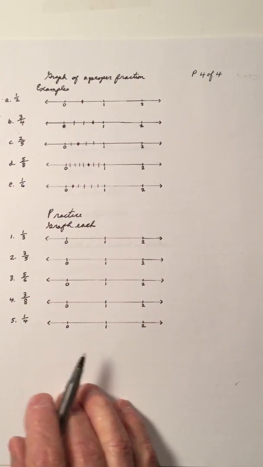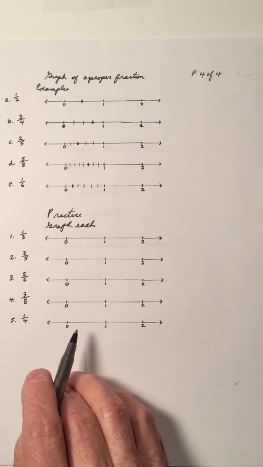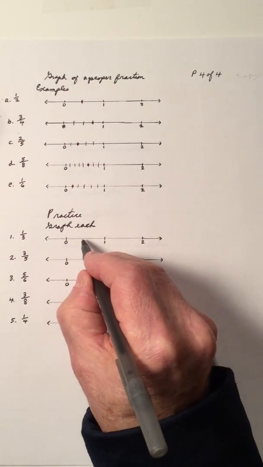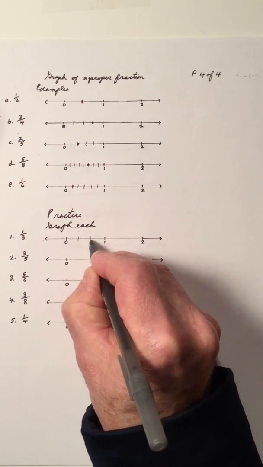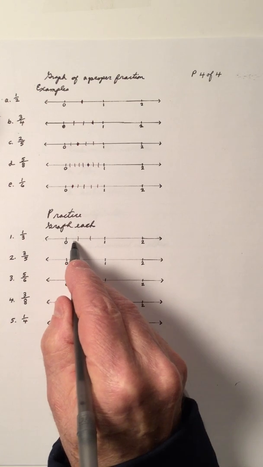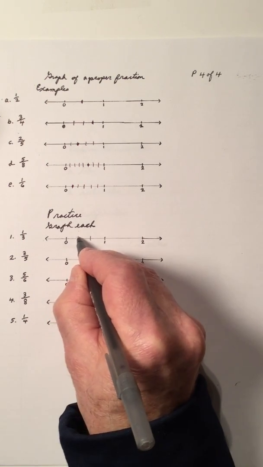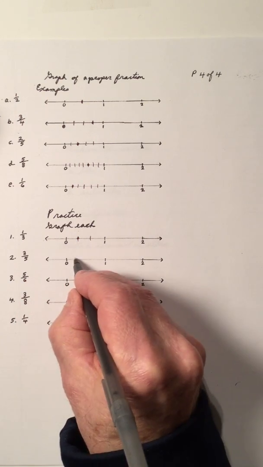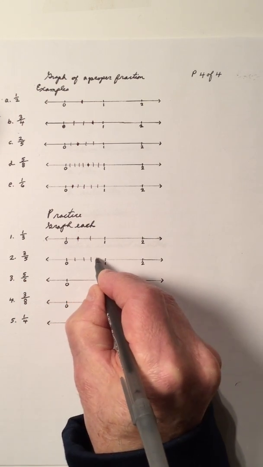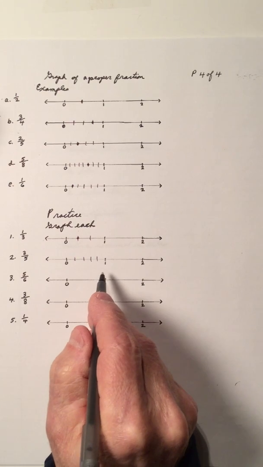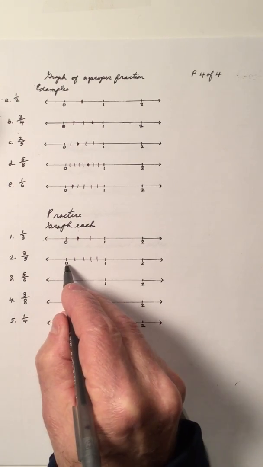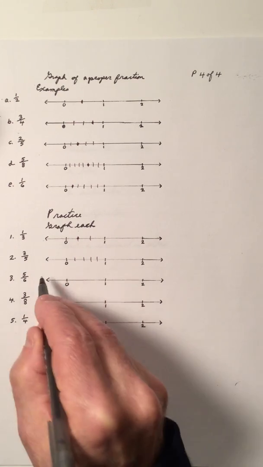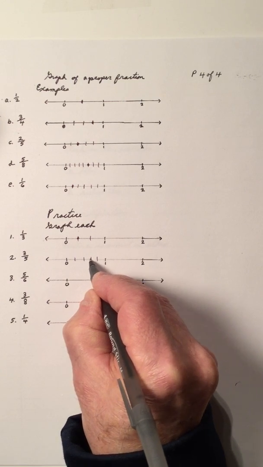Practice, you do these, and then come back. 1/3 is 3 pieces, so 3 equal pieces. There's 3, 1, 2, 3, and I have 1 of them. 3/5, I have 5 pieces. Don't have to be exact. I'm just approximating. 5 pieces. 1, 2, 3, 4, 5. And I have to take 3 of them.